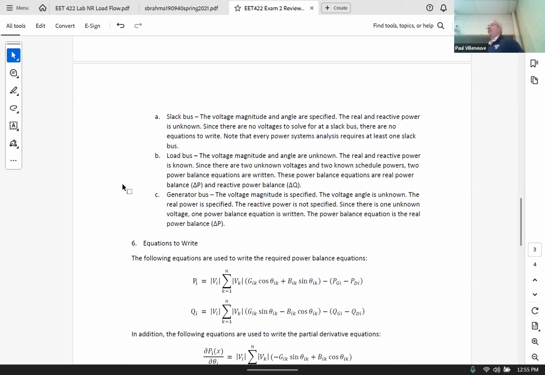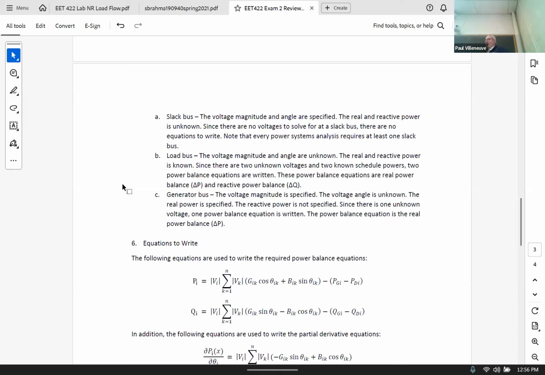A generator bus, or a PV bus, is where I specify the magnitude of the voltage, but I don't specify the angle, okay? But I do specify the real power, because remember, I'm operating the generator, I've got so much steam or so much capacity, I'm gonna run that at 50 megawatts or whatever power you have. So I'm controlling the P, but I'm not controlling the Q unless I overload the generator. So I'm gonna allow the Q to be whatever it needs to be, which is okay, because I only have the power balance equation for the angle, which means I need the real power.